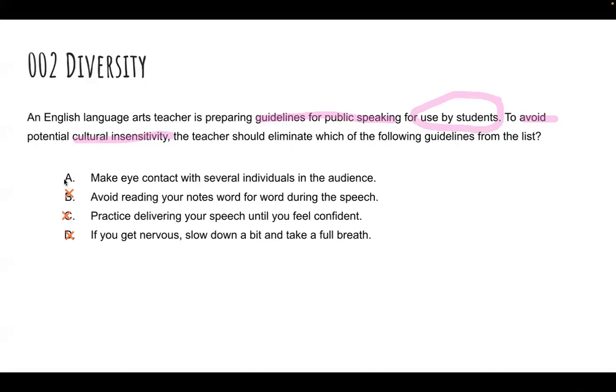Oh, sorry, I put an X there, but obviously that's the correct answer. For many reasons, that's the correct answer.